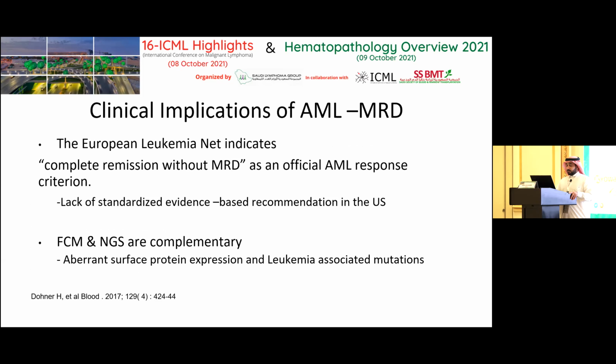Clinical implication of AML MRD: the European Leukemia Net indicates complete remission without MRD as an official AML response criterion. There is a lack of standardized evidence-based recommendation in the US. Flow cytometry and NGS are complementary, and they use aberrant surface protein expression and leukemia-associated mutations.